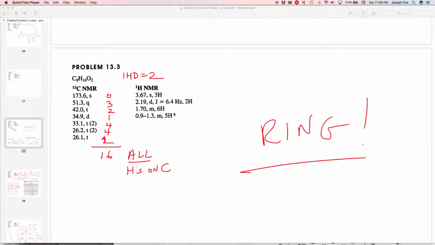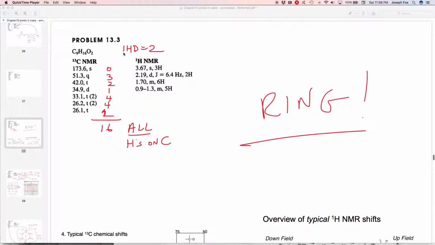Okay, so we're on problem 13.3, C9H16O2. This is already annotated. We'll start with the IHD calculation. The IHD for this compound is equal to 2.